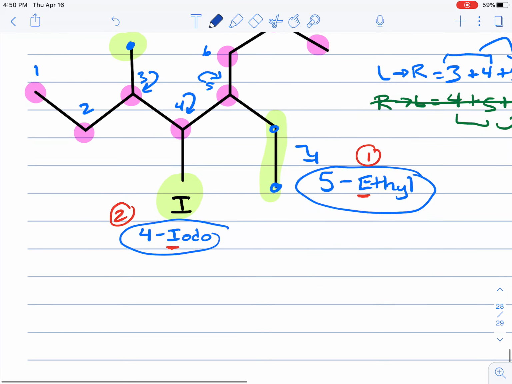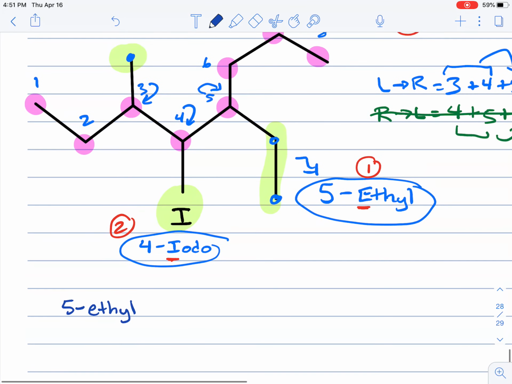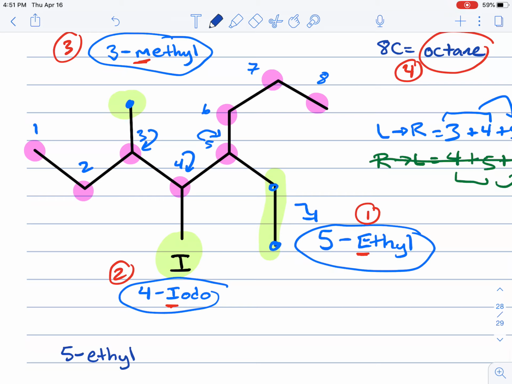All right, so let's put this together. So we have 5-ethyl. And notice I'm going from uppercase to lowercase, just to convey that capitalization doesn't really matter. All right, so we have 5-ethyl, and then we have 4-iodo. And then last but not least, we have our 3-methyl. Okay, so we're putting it in alphabetical order. And then we have our octane.